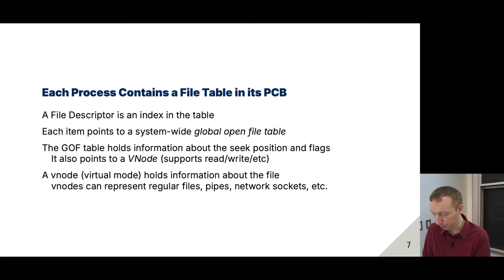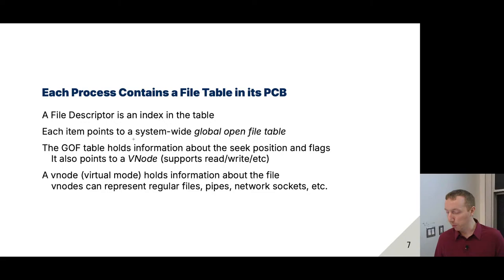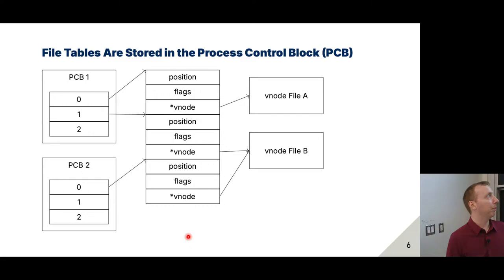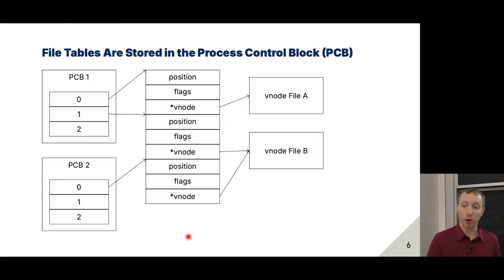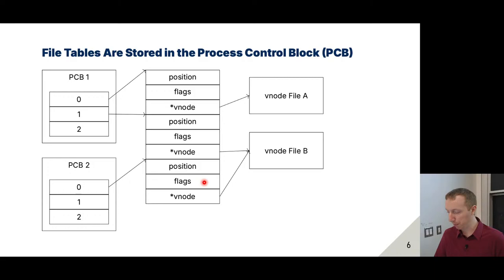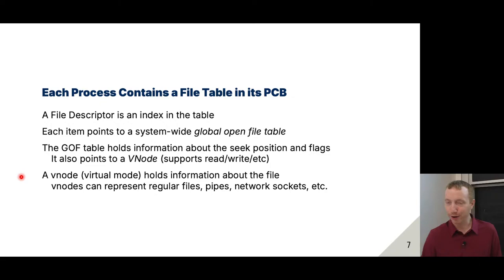A file descriptor is basically just an index into this table. What actually happens is each item is just a pointer, but it points to a system-wide global open file table. This thing in the middle here would be our global open file table, managed by the kernel. So the kernel knows how many processes are accessing what file, and if it was a pipe, it would know how many processes have access to the pipe. More specifically, what it cares about is how many processes have access to the write end of the pipe. That is the proper name for that. They call it a GOF table, global open file table. Why they wanted to call it a GOF, I don't know.